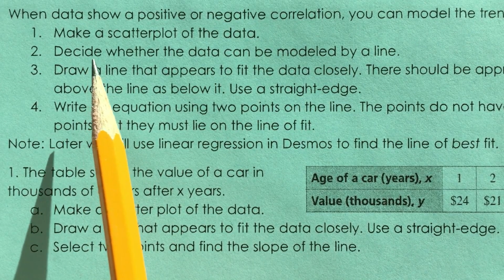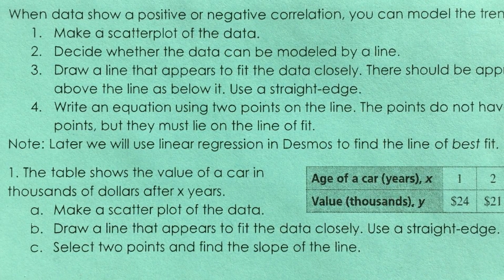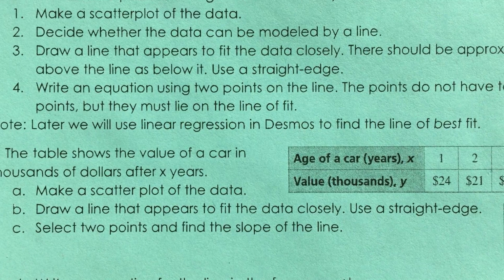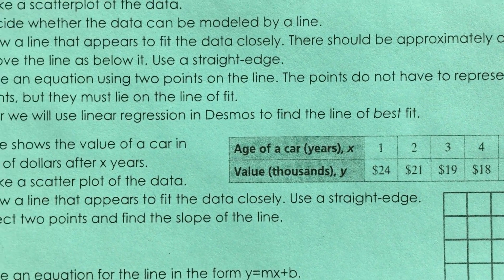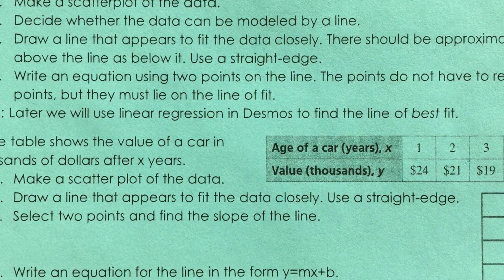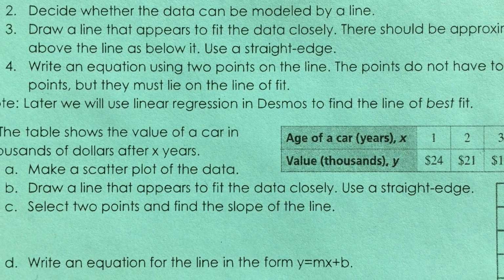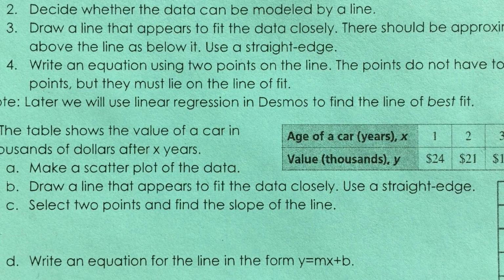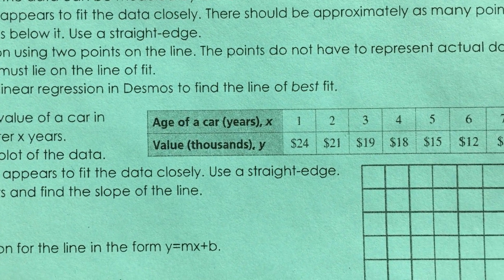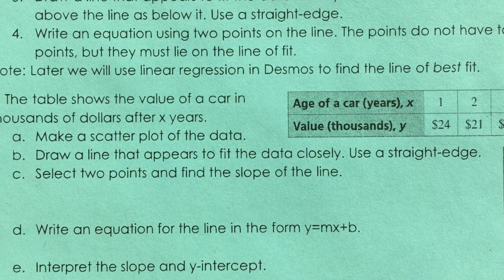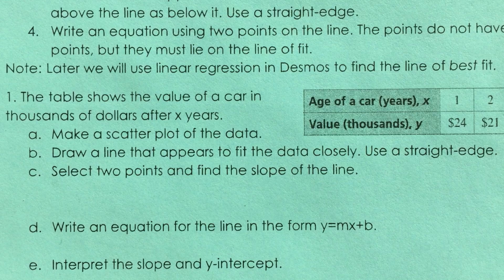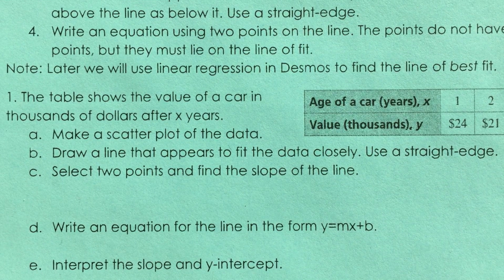What we'll do first is make a scatter plot of the data and decide whether the data can be modeled by a line, whether there is a correlation or not. We want to draw a line that appears to fit the data closely. There should be approximately as many points above the line as below it, and we'll use a straight edge. Then we'll write an equation using 2 points on the line. The 2 points do not have to represent actual data, but they must lie on the line of fit. Note, like I said, we'll use Desmos later.